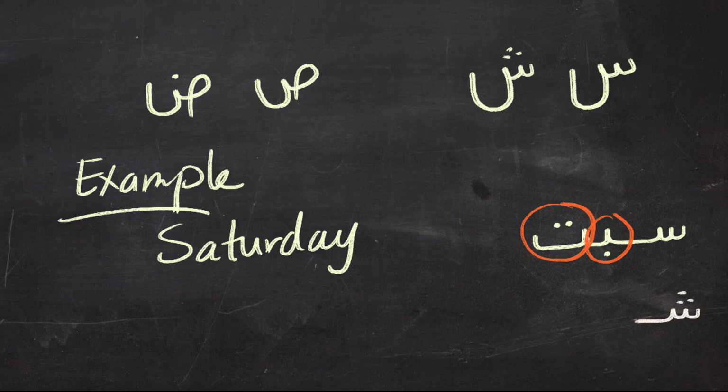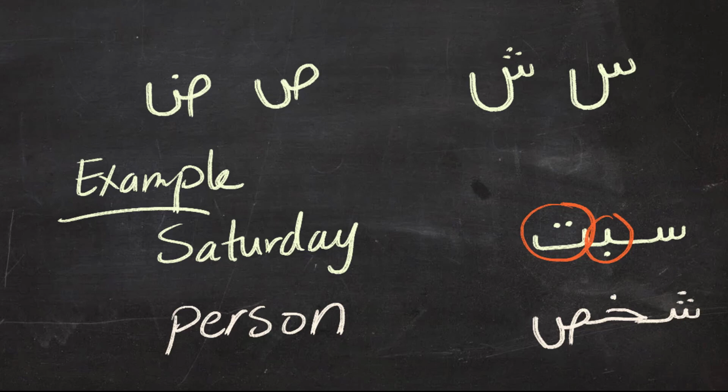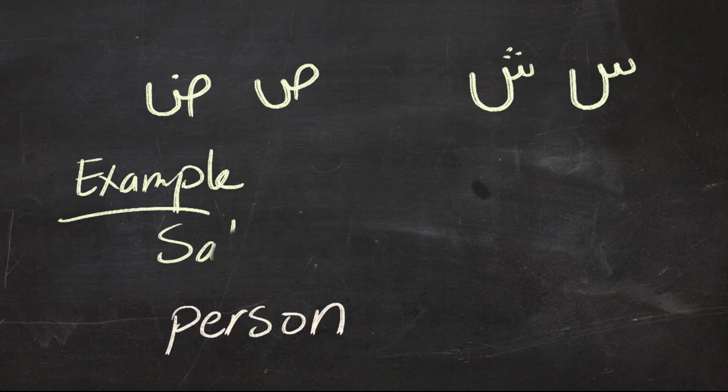Next up is the word shakhs. Shakhs means person. Notice how the word is attached, how the kha and the sad and the shin are attached to each other. Alright, let's have a look at another set of examples about these letters and also in combination with letters that we have learned.